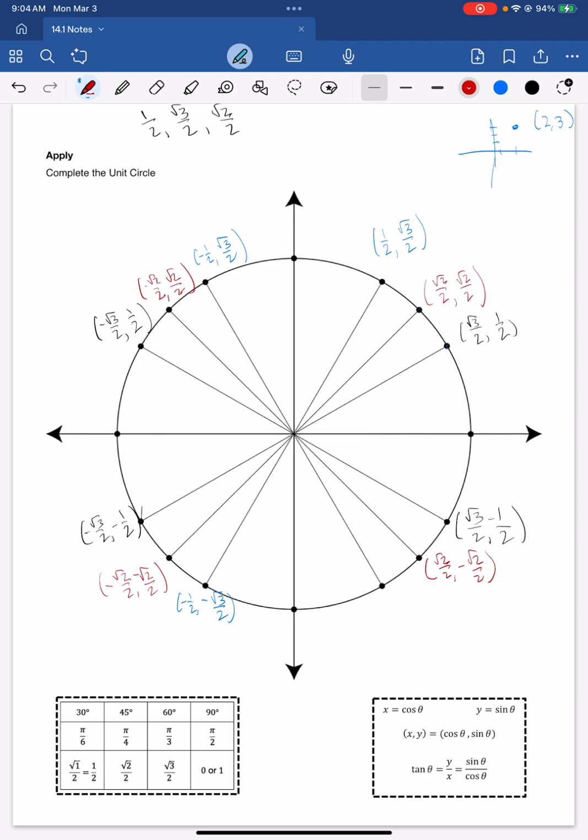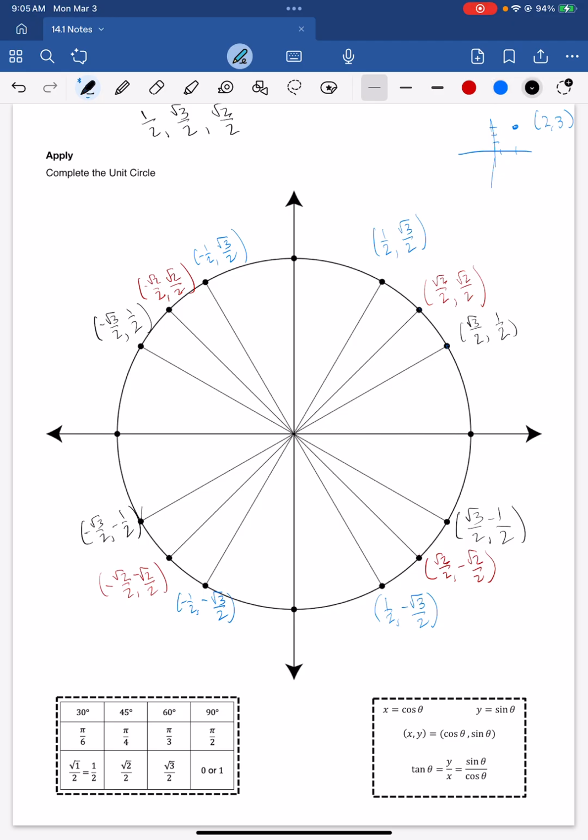And lastly, we have this 60-degree angle right here. This is going to be 1/2 across from the 30, across from the 60 is root 3 over 2. And this is going to be negative because it's going down. So our x is positive 1/2. Our y is negative root 3 over 2, like that. And so now we have everything labeled.